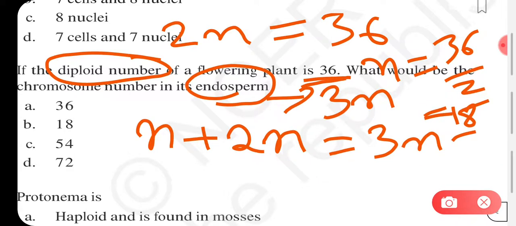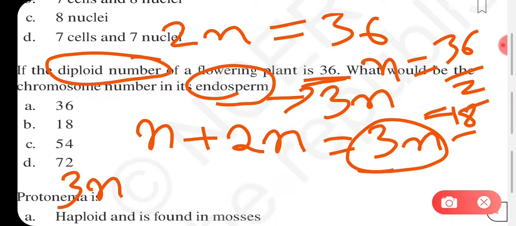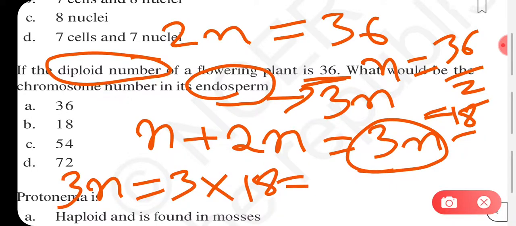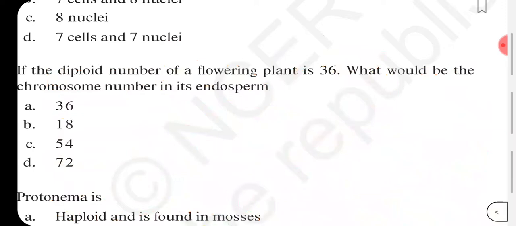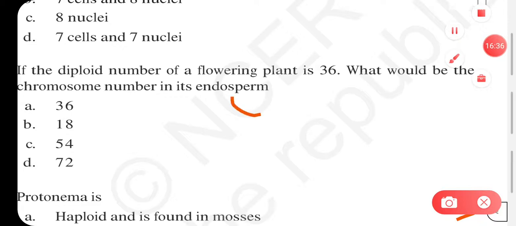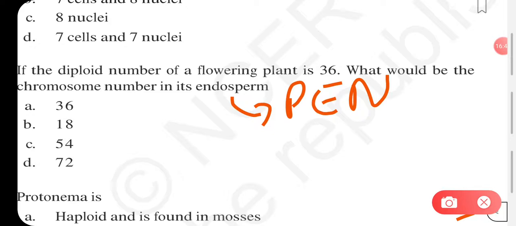Now as you know, what would be the chromosome number in the endosperm? Endosperm is triploid. So the chromosome number in endosperm is going to be 3 times n, which is 3 into 18, and you will get 54. Okay, fine. So here our answer will be 54. One more thing I would like to mention about endosperm: it is also called the primary endosperm nucleus. Okay, primary endosperm nucleus, it has a triploid stage.